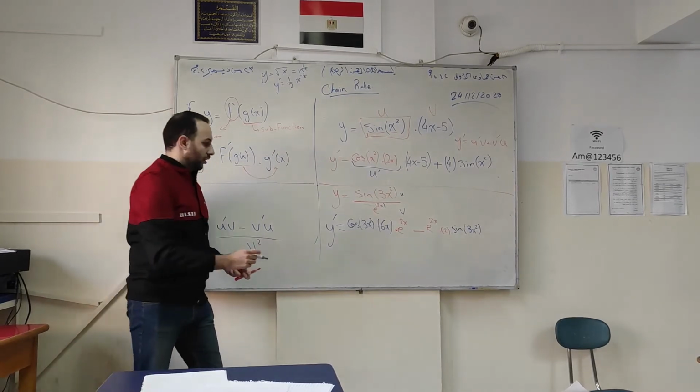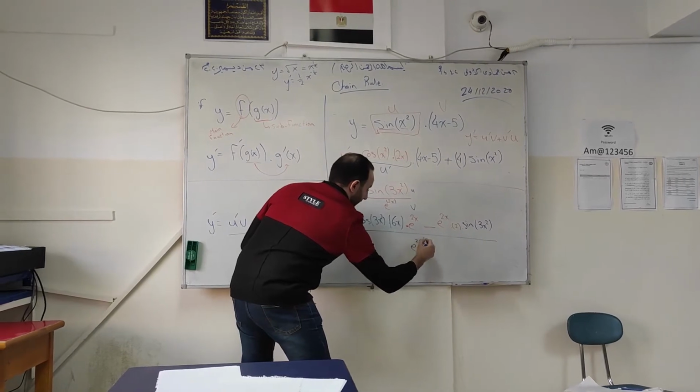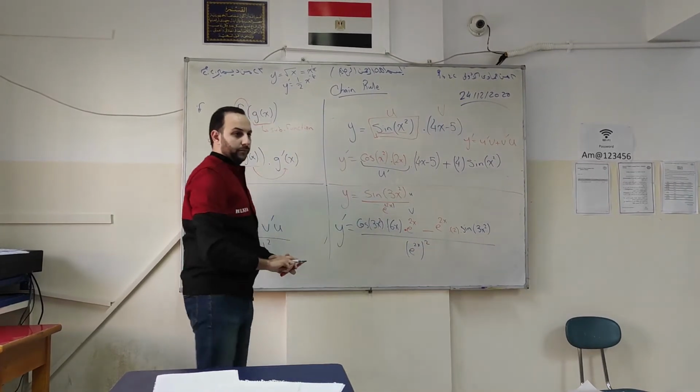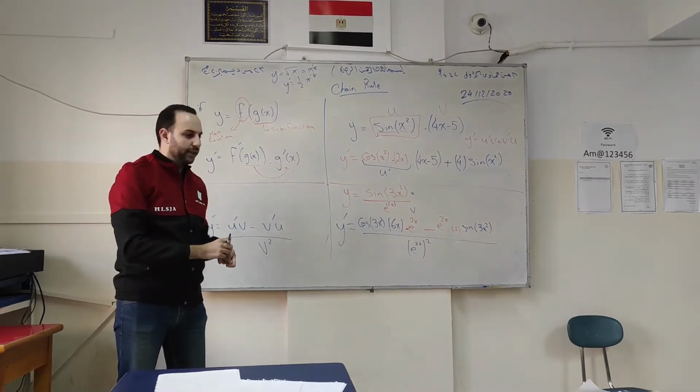Okay? Over v squared, e power 2x squared. Do I have to simplify it here? Yes. How can I simplify this?